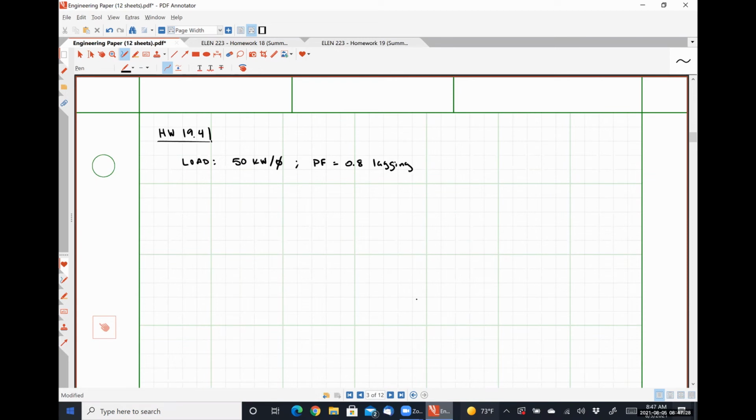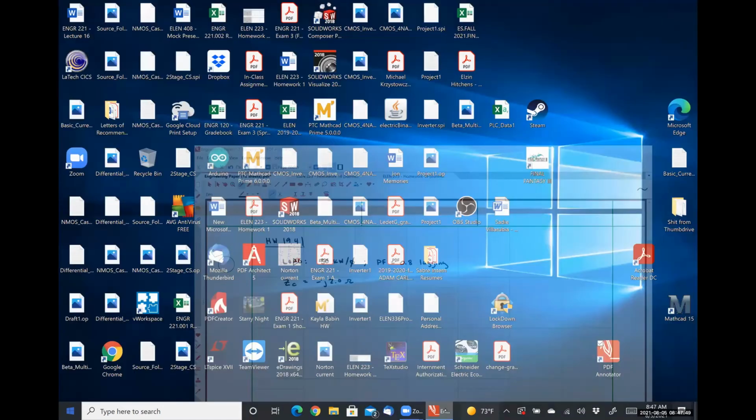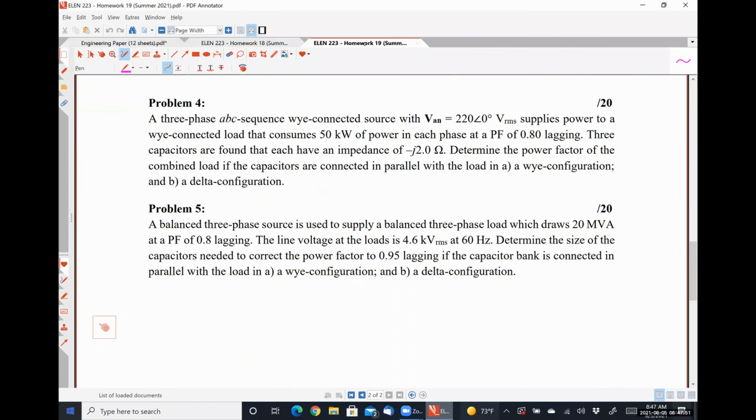We have a capacitor impedance of negative j2.0 ohms, and that is going to be for both Y and delta configurations. We have a voltage of VAN equal to 220 angle 0 degrees volts RMS.